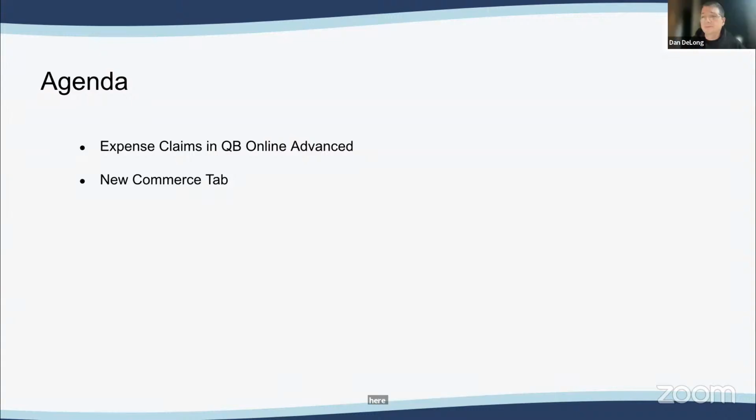But our agenda today: we're going to be talking about expense claims, then commerce. So we'll talk about the expense claims in QBO Advanced. Erin is joining us because she developed the training material. And then we'll open up the floor for the commerce confusion, because there is quite a bit of confusion around this whole commerce tab that's just decided to show up in QuickBooks Online. We're still not 100% sure how everything works, so we'll talk that through.